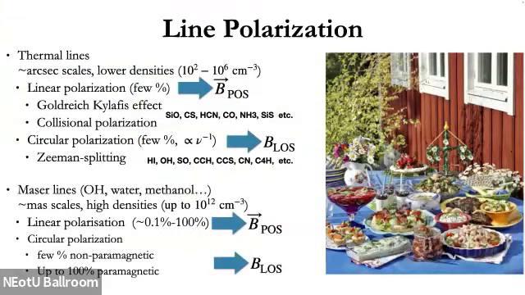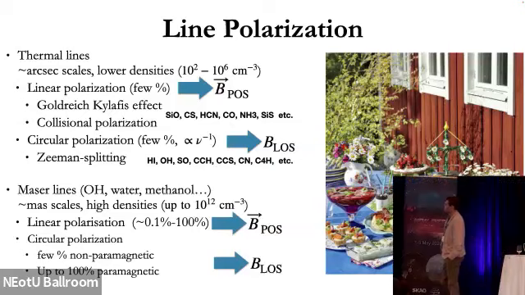Line emission, I divide roughly into thermal lines and into maser lines. Thermal lines we can trace on scales of arc seconds, and they trace lower densities, 100 to 1 million particles per cubic centimeter. Thermal lines are linearly polarized to about a few percent. So we really need all the sensitivity we can get. And the linear polarization traces the plane of the sky component of the magnetic field. Circular polarization for thermal lines occurs in paramagnetic molecules with an unpaired electron. And then we can trace the line of sight component of the magnetic field. This is through the Zeeman splitting effect.